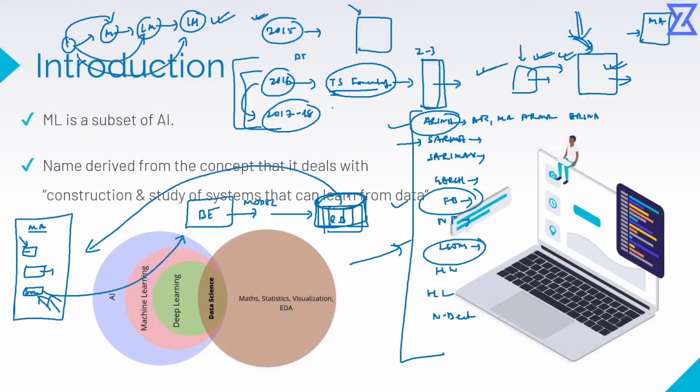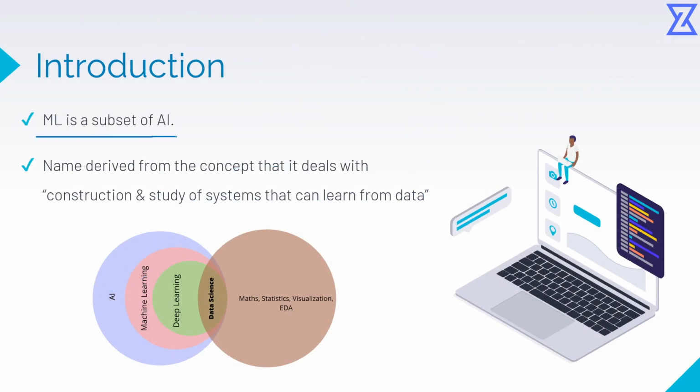Okay, so theoretically, what is mentioned here? Theoretically, ML is a subset of AI, which we already covered. The name is derived from the concept that it deals with the construction and study of systems that can learn from data. Okay, so I would like to also explain one thing about deep learning here. And once I explain this example, you will understand what exactly a model is.